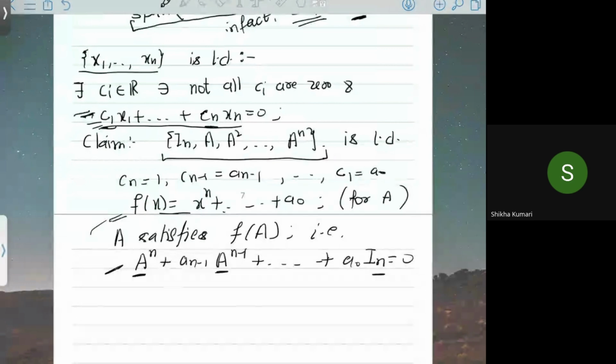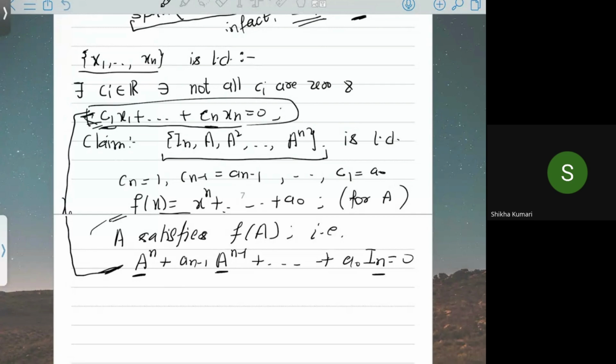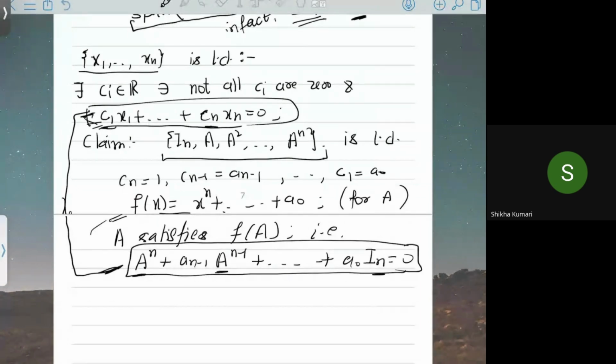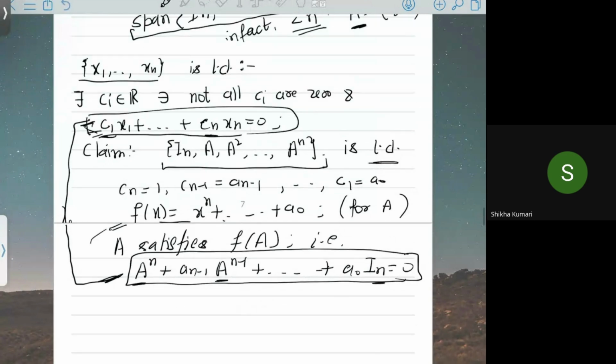These two equations, do you see any similarity? Yes, ma'am. So we get a list of scalars Ci where not all Ci's are zero, and this equation is satisfied. This is zero. So what do we conclude now? It is linearly dependent. Okay, clear? Yes, ma'am.